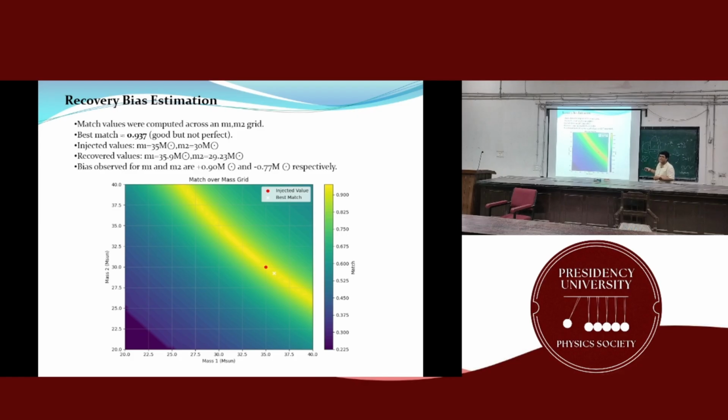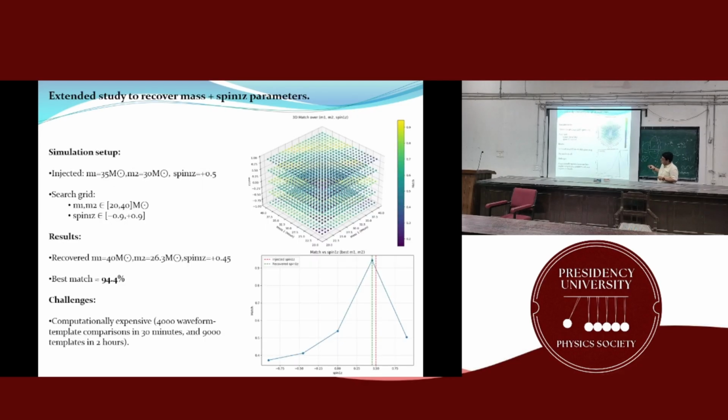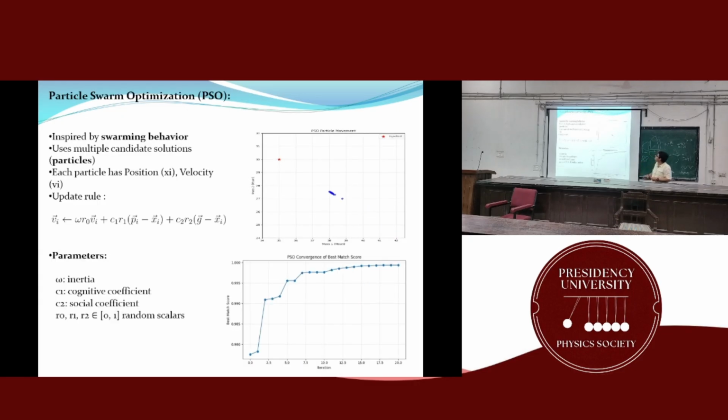So now extending the study for grid with one spin parameter, spin z, you can see although we get good results, the best match is 94.4, but it is computationally expensive now. Like for 4000 waveform templates it takes 30 minutes, so for around 9000 templates it will take like 2 hours. It is computationally expensive, so we need a new solution. That's where particle swarm optimization comes in.